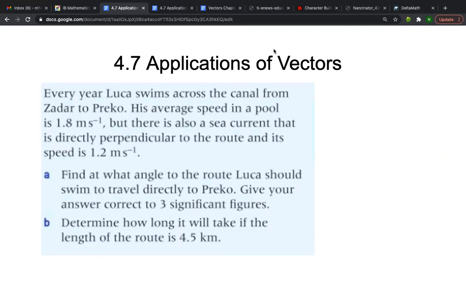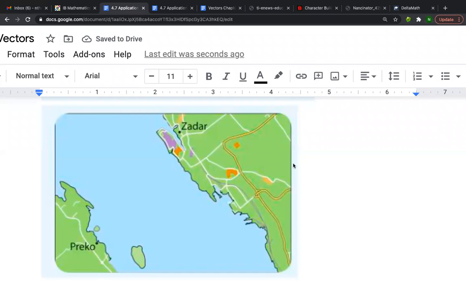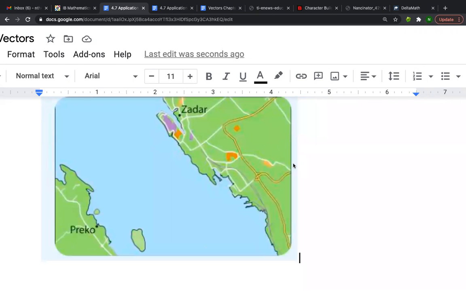So here, let me pause and just put the picture in here now so you can see it. So here is the picture of these two cities across the canal. He has his average speed in a pool, but that is not including the sea current, which runs perpendicular to the route and has a speed of 1.2. Basically what helps me is this picture would be crooked if I were to connect them.